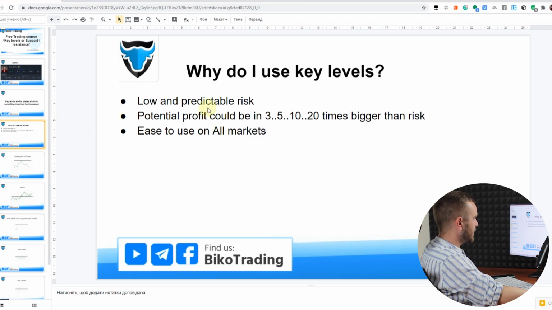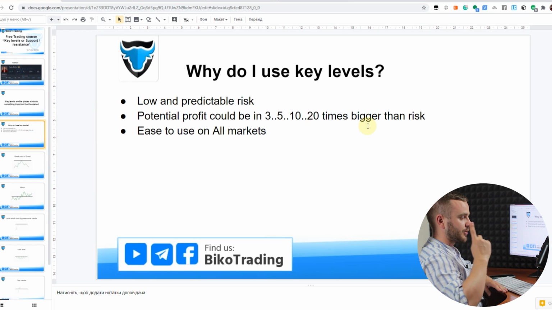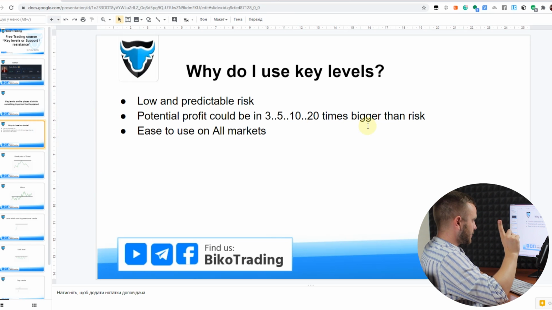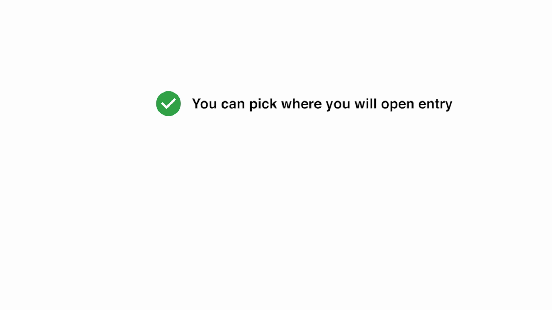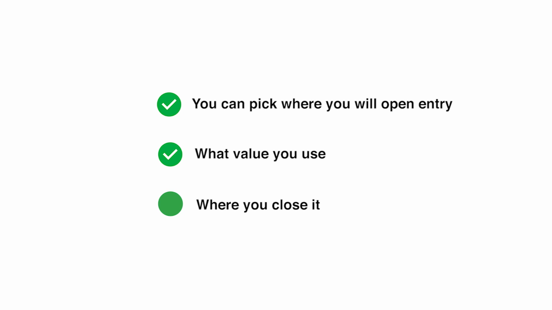Example of key levels. Why do I use it? Because first, I have low and predictable risk. In trading, it is the most important point, because you cannot control the price, you cannot move the price. You can pick only where you open entry, what volume you use, and where you close it at profit or loss. That's all that depends on you in your trading career and your trading life.